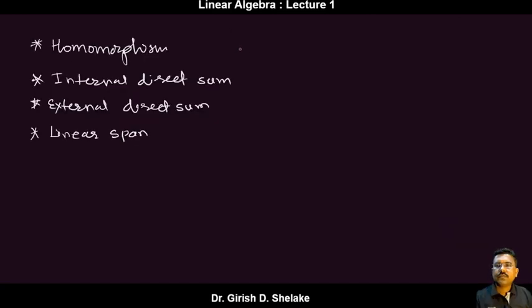Dear students, in the first lecture, we have seen the definition of vector space and its subspaces with a few examples. In the next lecture, we are going to see the definition of homomorphism from one vector space to another vector space, internal direct sum, external direct sum, and linear span with some examples.